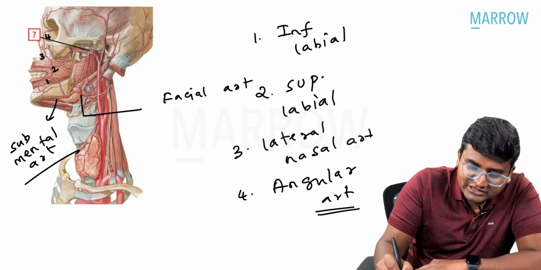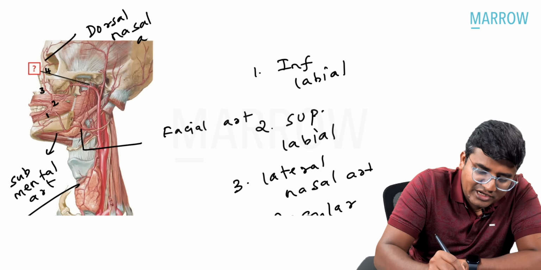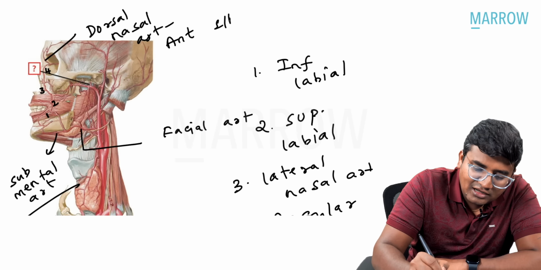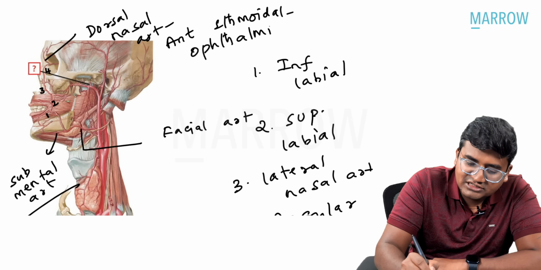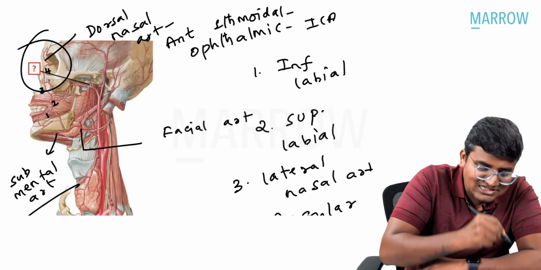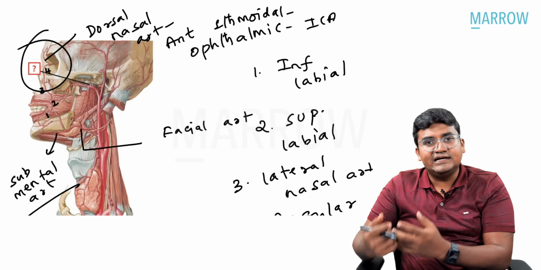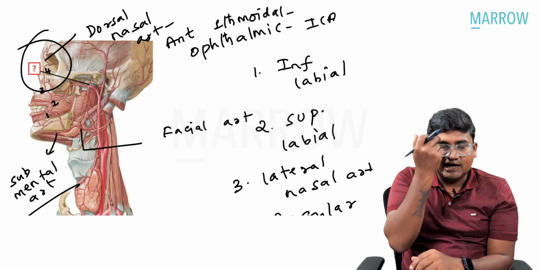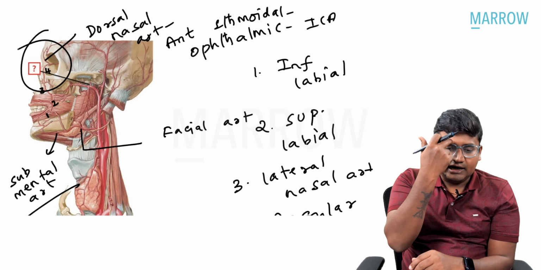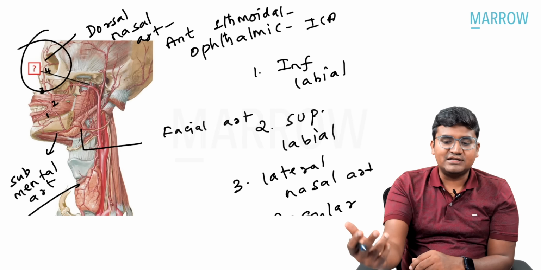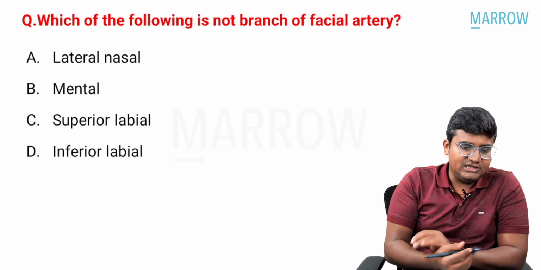Now, we're going to see this branch. This is the dorsal nasal branch. This dorsal nasal artery is a branch of anterior ethmoidal, and anterior ethmoidal is a branch of ophthalmic, and ophthalmic artery in turn is a branch of internal carotid. So this area is the site of the anastomosis between external carotid artery and the internal carotid artery. Because the angular artery, branch of facial, branch of external carotid, anastomoses with dorsal nasal branch of ophthalmic, branch of internal carotid. Is that clear? Right.